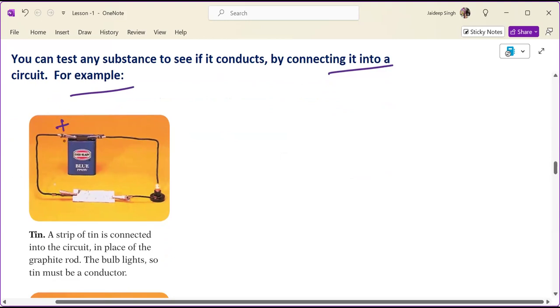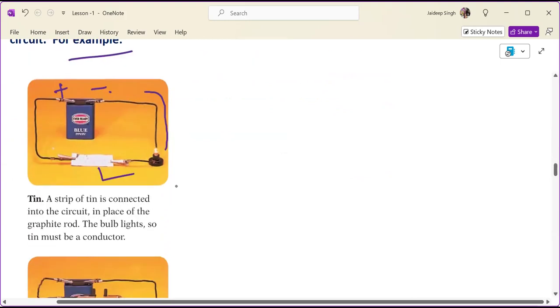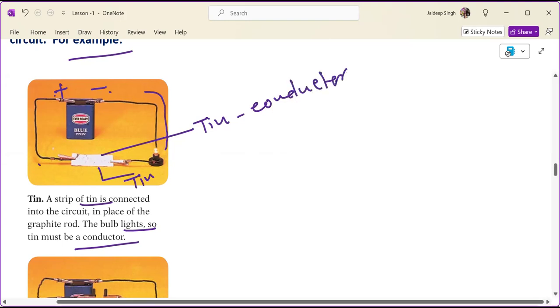This one is the battery. It has a positive terminal and a negative terminal, right? So electrons are moving from here to here, passing through the tin. Then they move back again inside the battery through the positive terminal. It helps in lighting the bulb. The bulb lights, so it must be a conductor. So what we have observed is that tin is a good conductor of electricity.